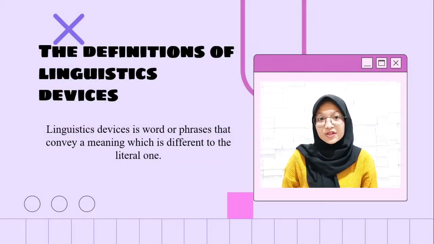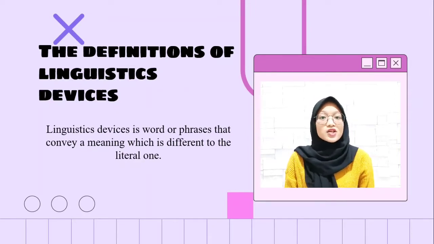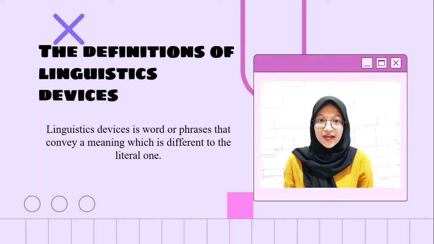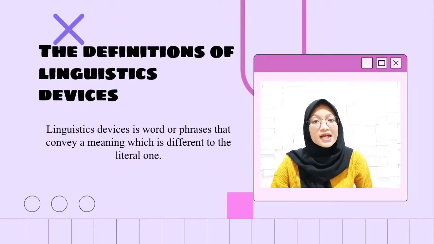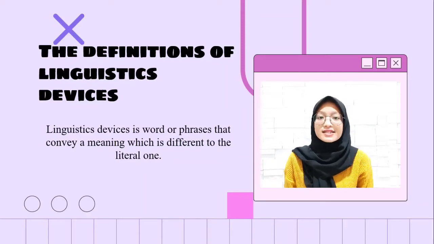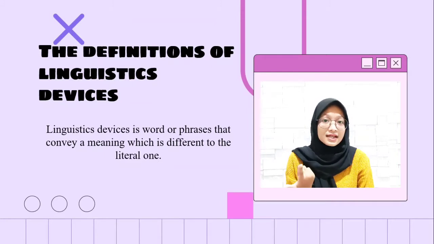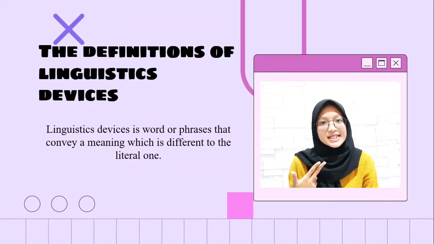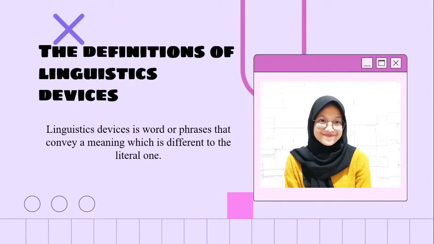Okay, the first point is about the definition of linguistic devices. Linguistic devices are words or phrases that convey a meaning which is different to the literal one, because these linguistic devices are more imagery. Linguistic devices are also known as language devices, linguistic techniques, or figurative devices. They can be used in fiction or non-fiction texts.